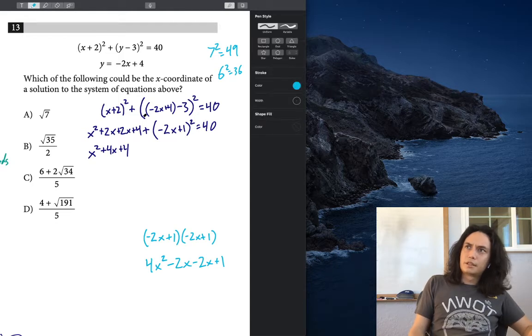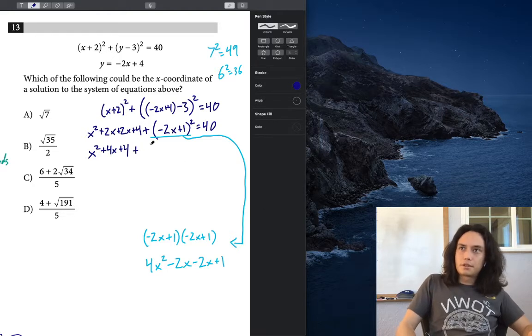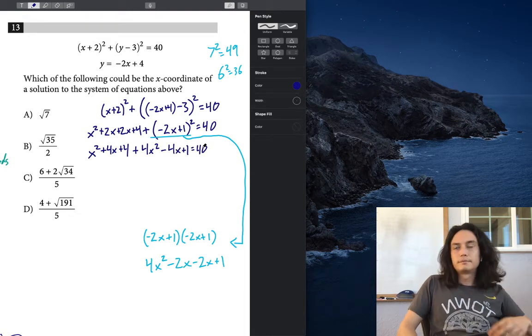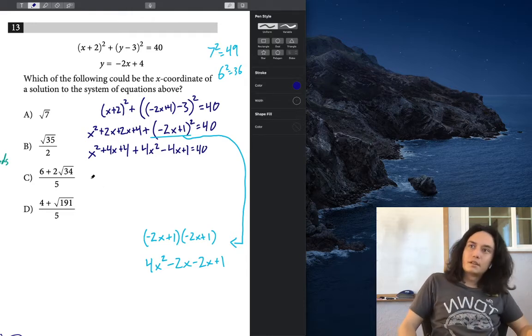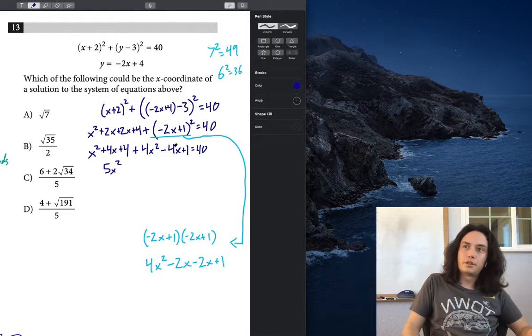Yeah, so we'll just, and this is plus, and then it goes 4x squared minus 4x plus 1 equals 40. Oh boy. Now we're going to combine like terms. x squared plus 4x squared, that's 5x squared. Then we got 4x minus 4x. Ooh, that's nice. 4x minus 4x, that's just nothing. And then we got 4 plus 1, that's 5.